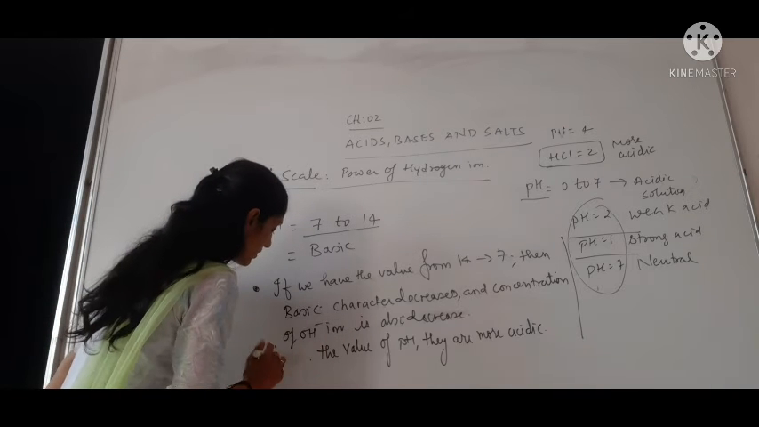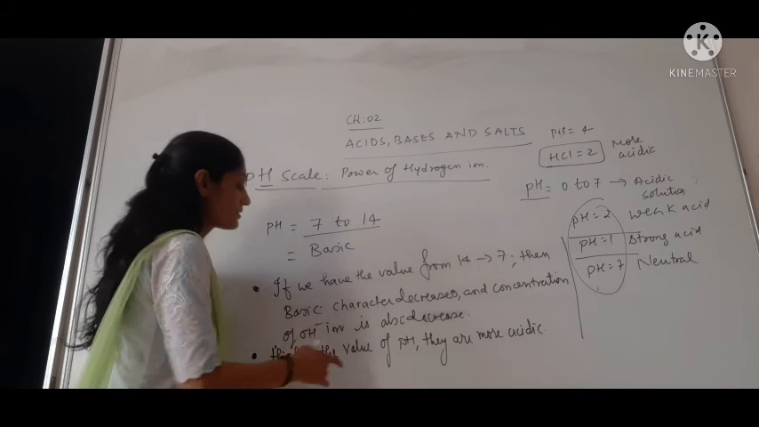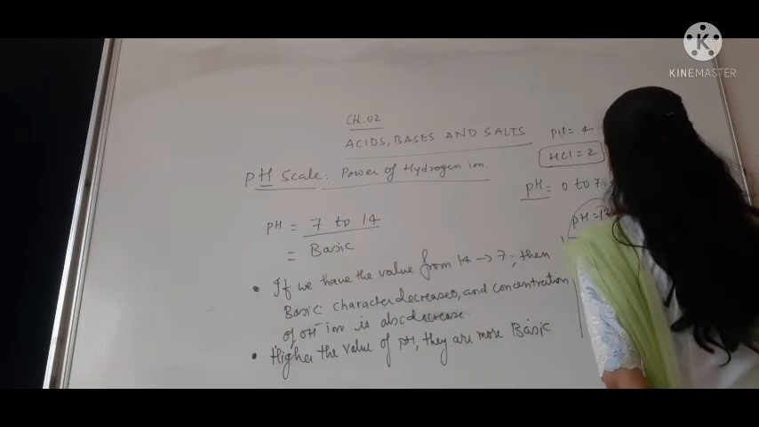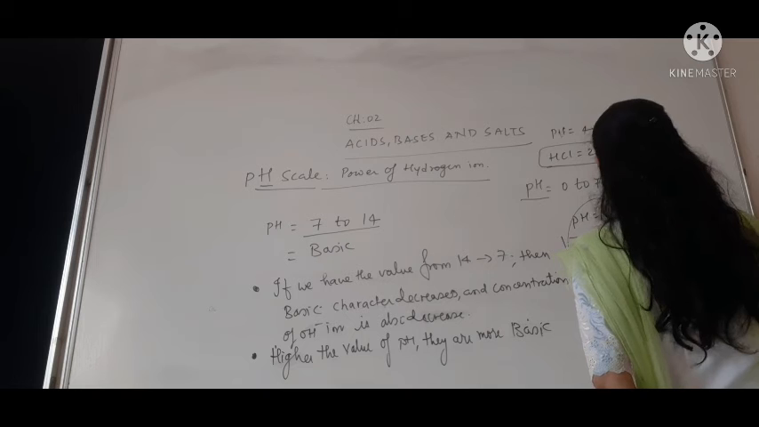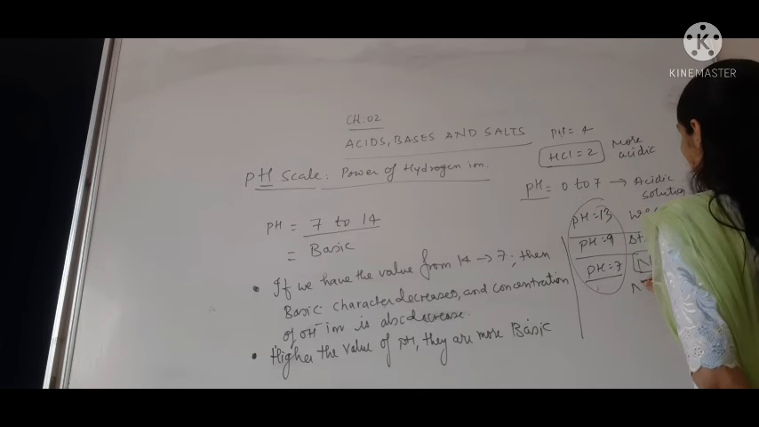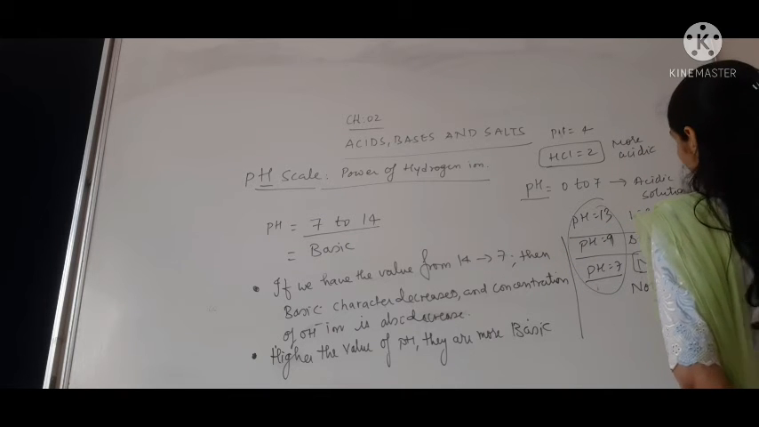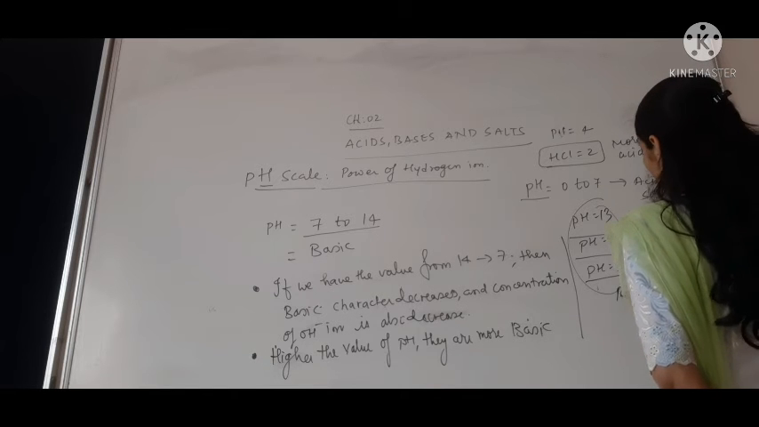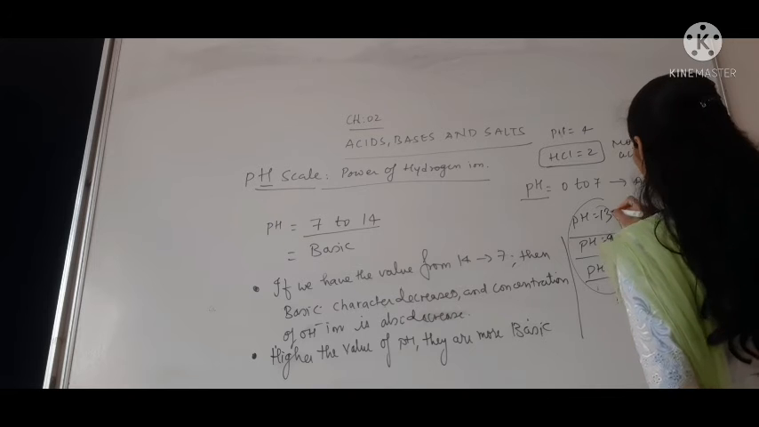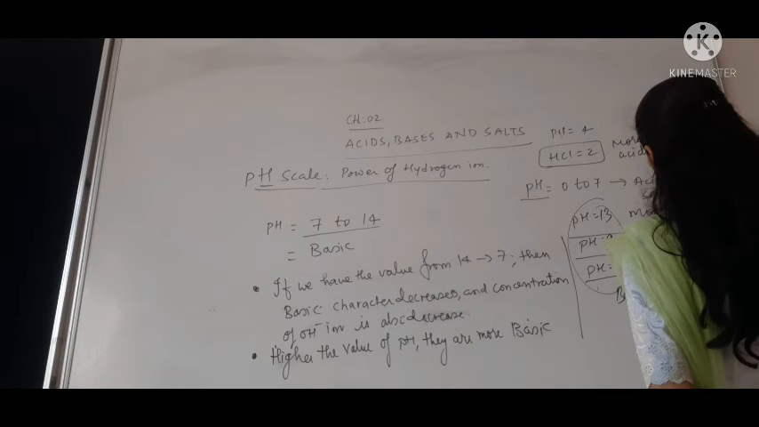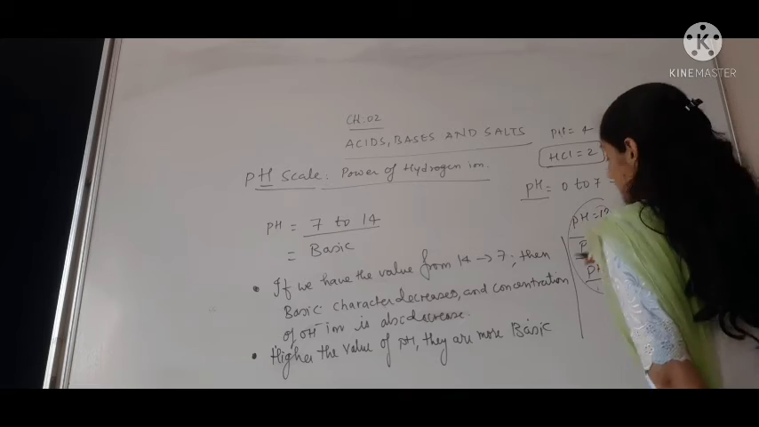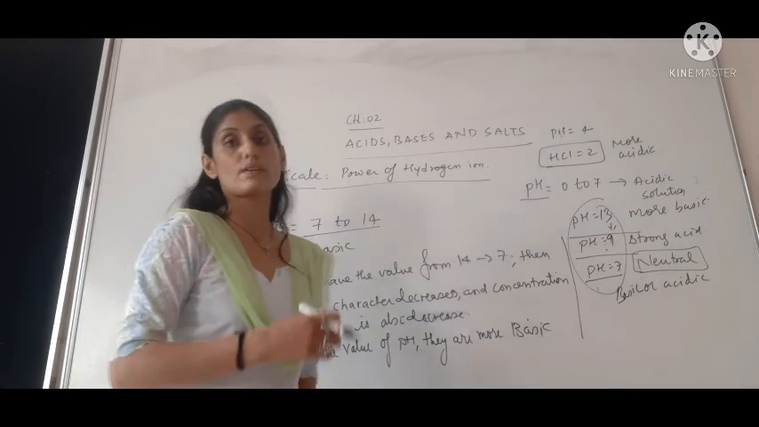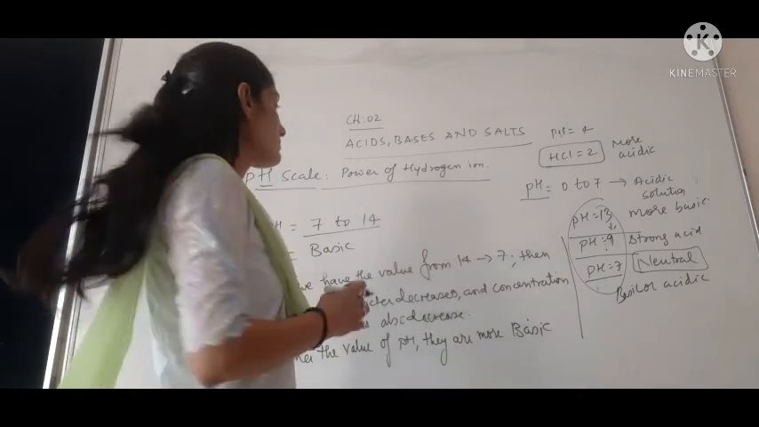So higher the value of pH, we are more basic. That means here you understand that if I have pH 13, 9 and 7, then 7 will be neutral, that is neither acidic nor basic. But among 9 and 13, 13 is more basic compared to this one. Okay, so higher the value of pH, they are more basic for basic solution when we are moving 7 to 14. So that is about pH.